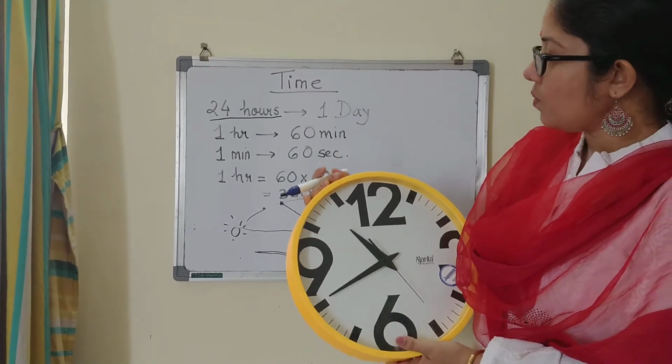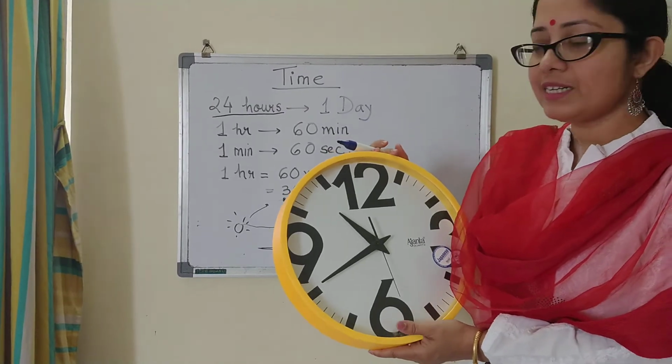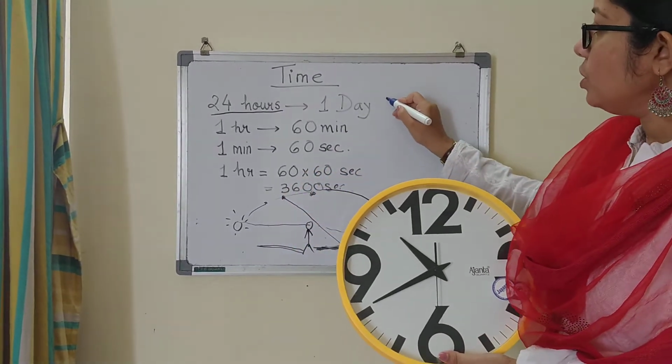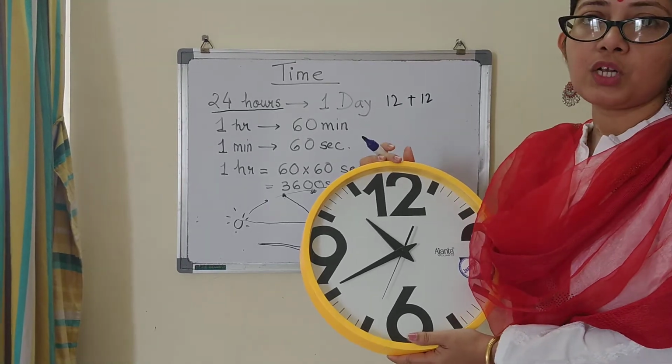Okay. Now, in this clock, it is not possible. So, how have they divided it? They have divided it into 12 plus 12. So, it's a 12 hour clock.